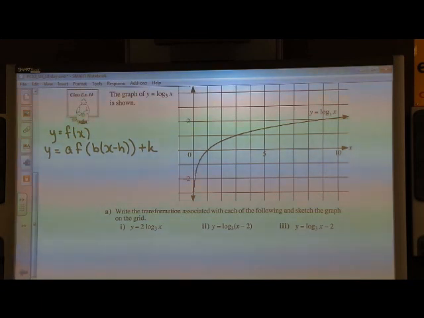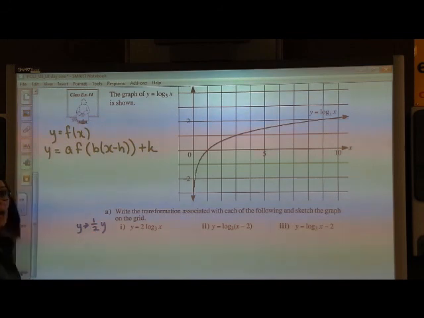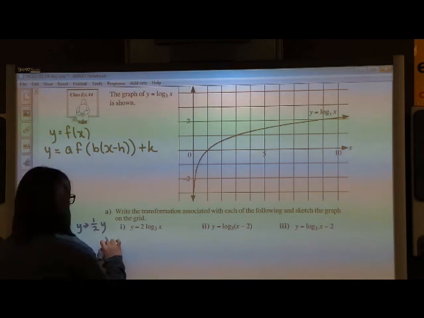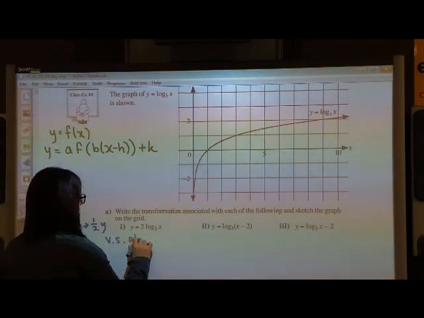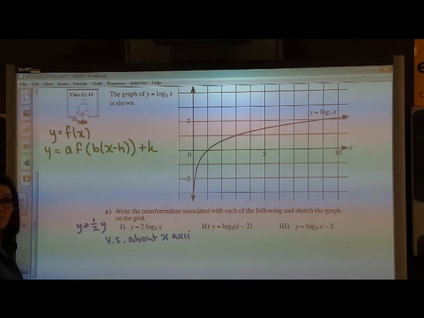Where was that 2 originally? The other side of the y. On the other side with the y. So it was replacing y with a 1/2 y. So what kind of transformation does this result in? Vertical stretch. Vertical stretch about which axis? X-axis. And what's the factor? 2.